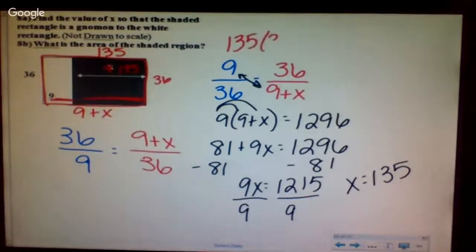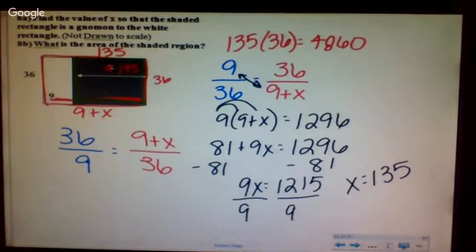Are we not going to add the 9? 4,860. Wait, don't you have to add the 9? Be careful. They only want the shaded region, which is just your X section. They only want that shaded region. If they wanted the area of the entire thing, then yes, you would have had to add 9 to 135 before you multiplied. Does that make sense?